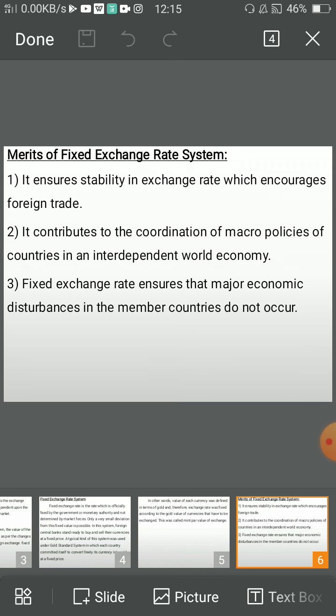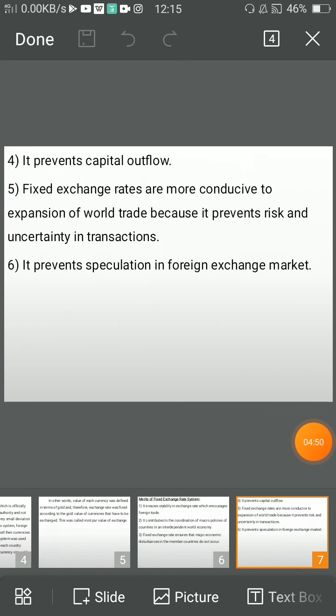Third point, fixed exchange rate ensures that major economic disturbances in the member countries do not occur. Under a fixed exchange rate, the rate is fixed only, so there are no disturbances in the member countries. Fourth, it prevents capital outflow. With a fixed exchange rate, an excess supply of domestic money will cause a capital outflow because some of this excess supply is eliminated via a balance of payment deficit.